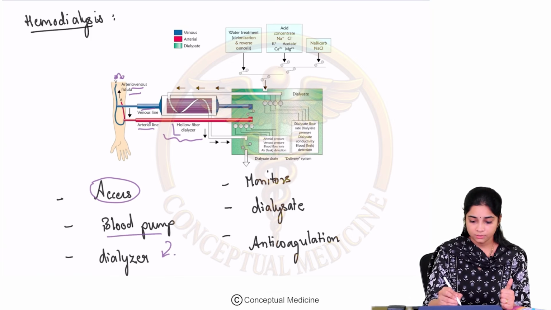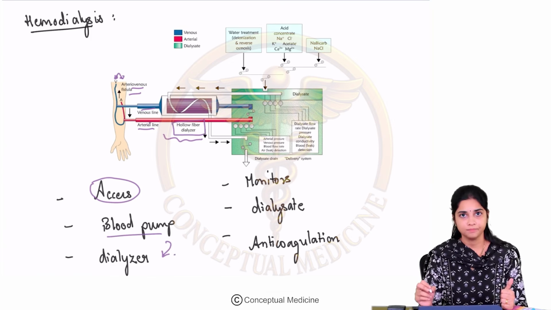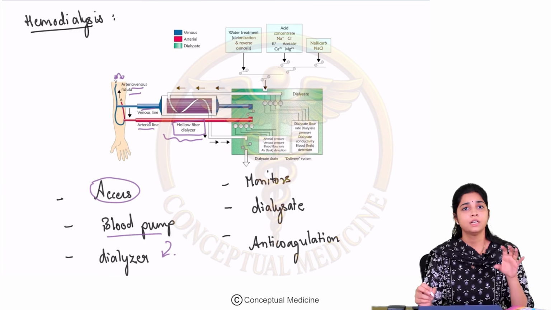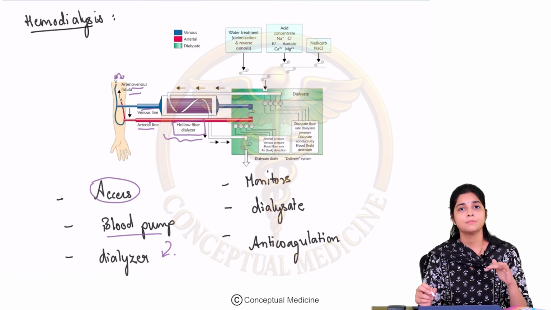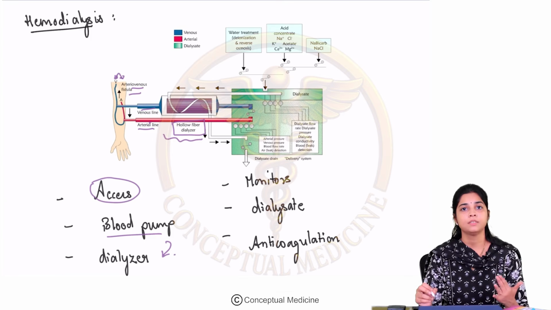So it goes into this hollow fiber dialyzer. The dialyzer comprises a large number of fibers and it becomes hollow, and this helps in the exchange. This forms the semipermeable membrane through which the exchange of the toxins happens between the blood and the dialysate.